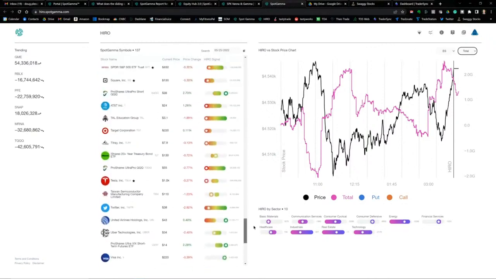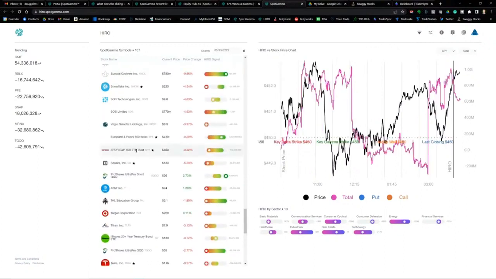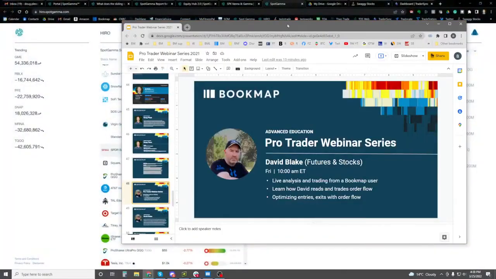And then I'll talk a little bit about this tool as well. It's new. So this is SPY, and you can see the same point here that the options flow in SPY started turning bearish. So traders were buying puts and/or selling calls.